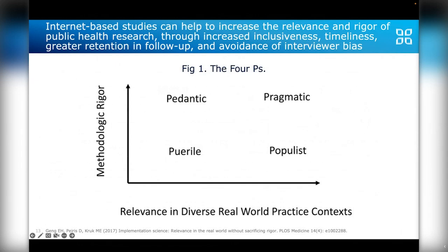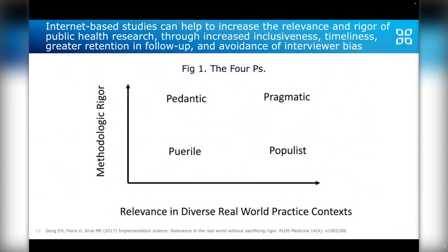And I like this slide with the 4 Ps for implementation science research, because it helps remind us that it's not about rigor alone or relevance alone. Both are really important for pragmatic and impactful public health research. The graph shows methodologic rigor on the y-axis, very important for science, and relevance to real-world practice on the x-axis, very important for public health research and implementation science research.